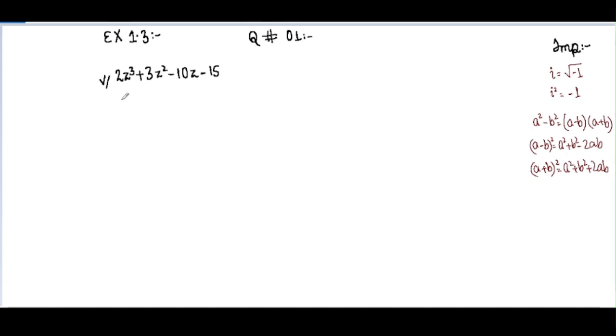Now we are going to start part number 5, which says 2z cube plus 3z square minus 10z minus 15. So first of all, in these two terms we have to take z square as common, and then we get 2z.